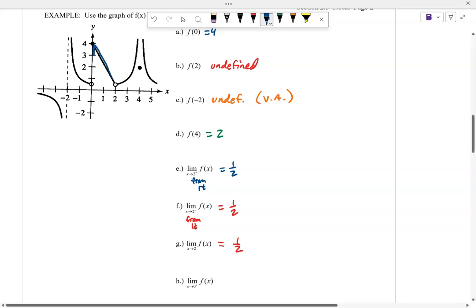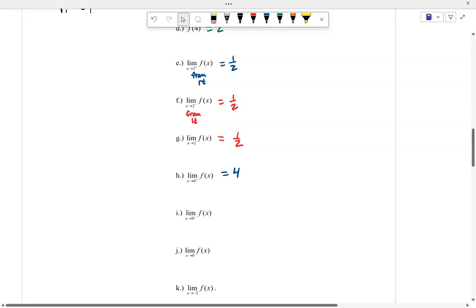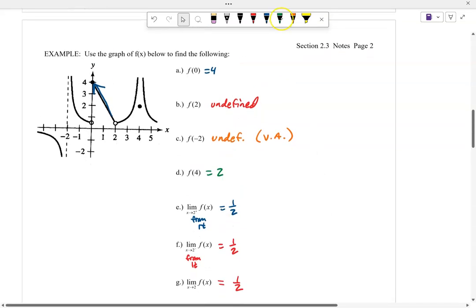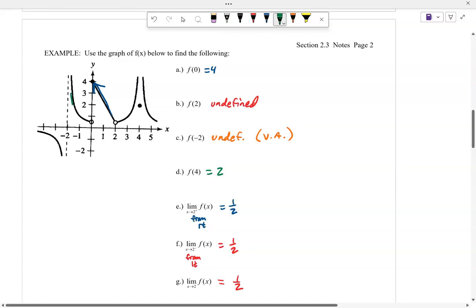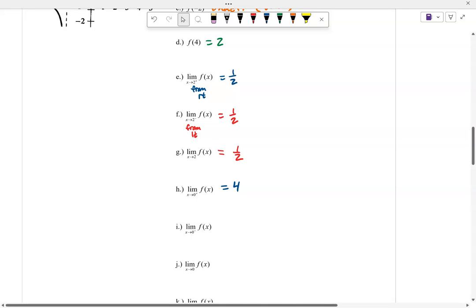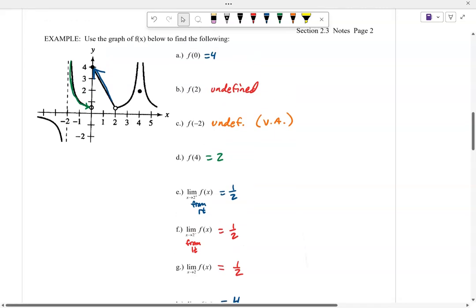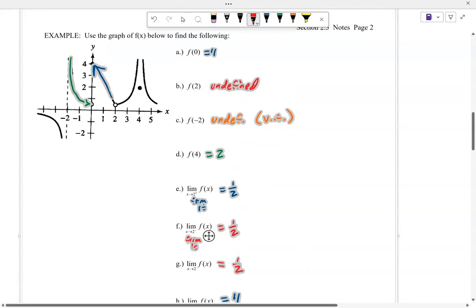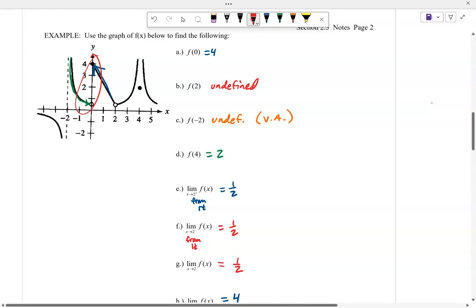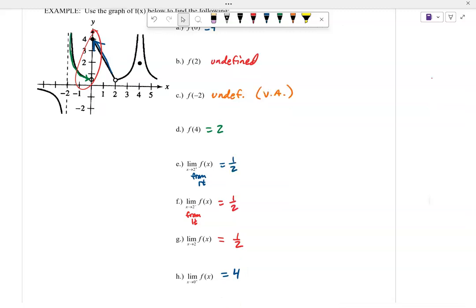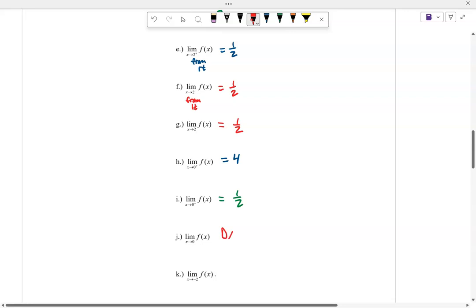Limit as x approaches 0 from the right. Let's approach 0 from the right. You see in blue, it looks like that ends up being 4 if we approach 0 from the right. As we approach 0 from the left, let's do that in green, it's like it's 1/2. So the overall limit, do those two agree? No, they don't, right? There's a big gap there. They don't agree from the right and from the left. So the overall limit as x approaches 0 does not exist.